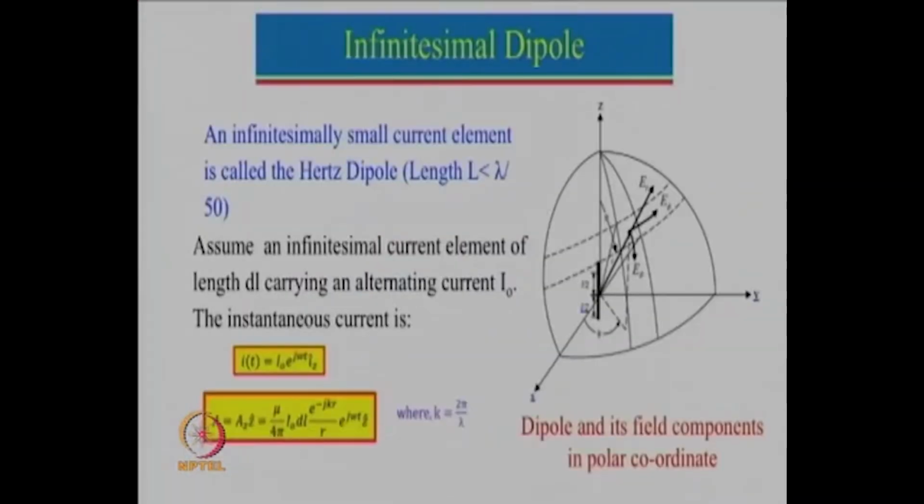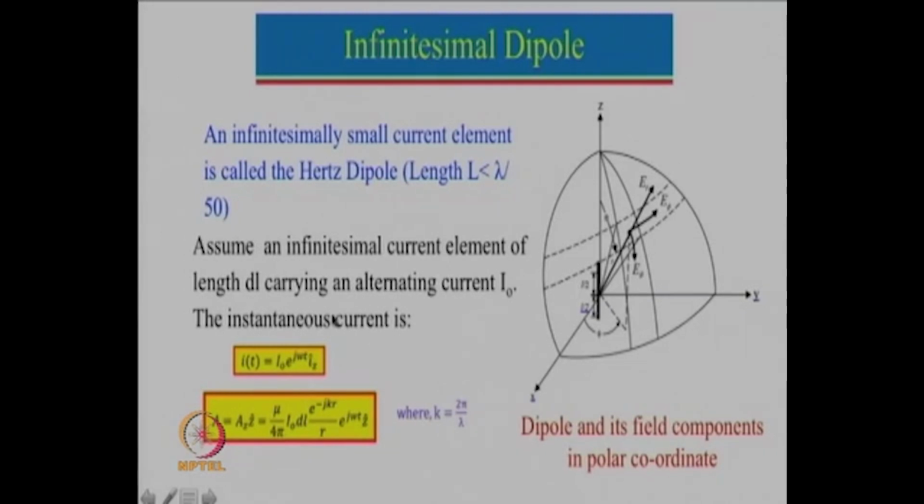So let us start with the dipole antenna. In general we start with the infinitesimal dipole. The definition of an infinitesimal dipole is that the length of the dipole should be less than lambda by 50. So if the length is less than that, then we consider it an infinitesimal dipole.